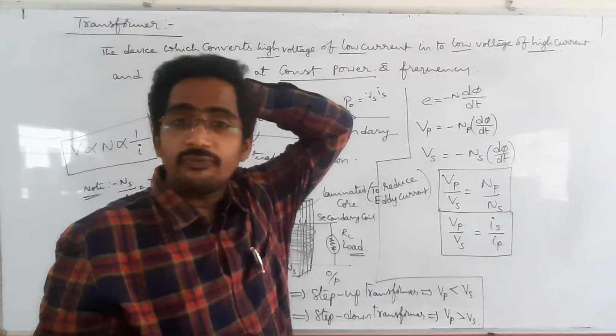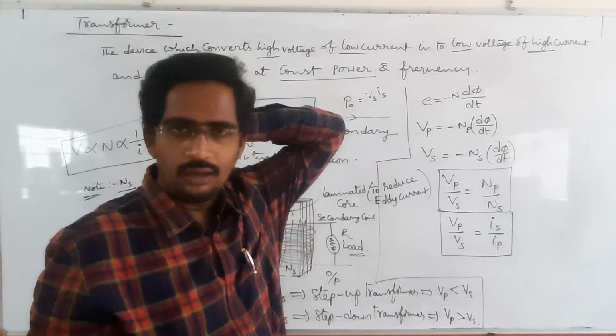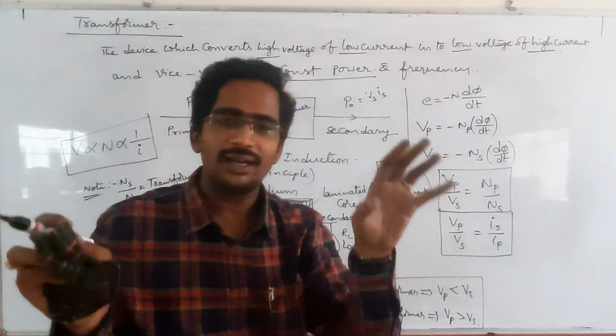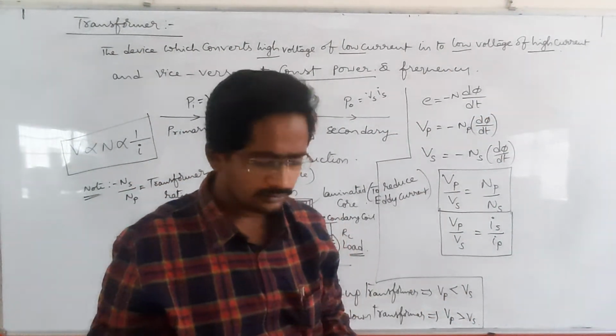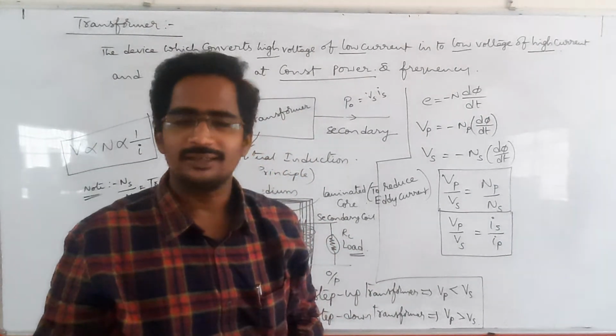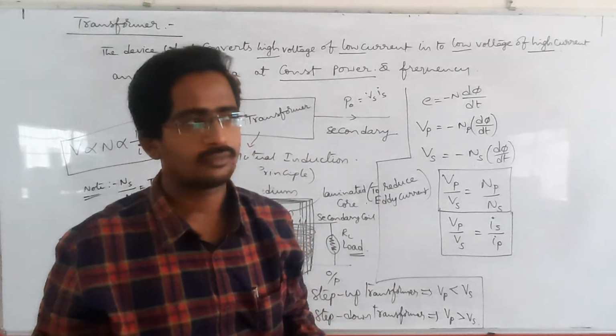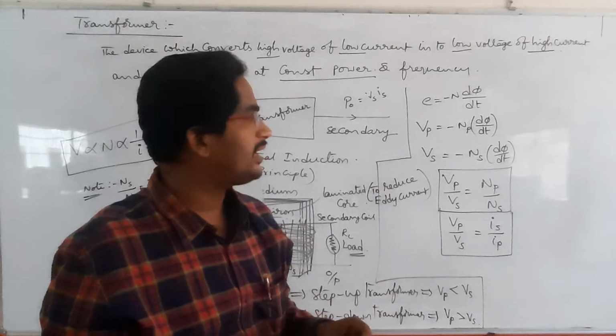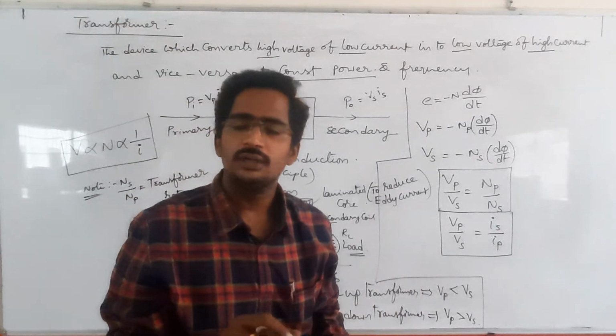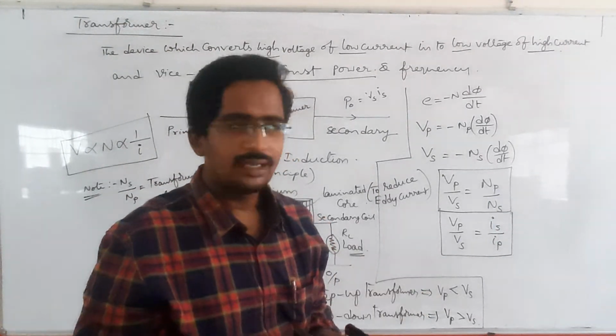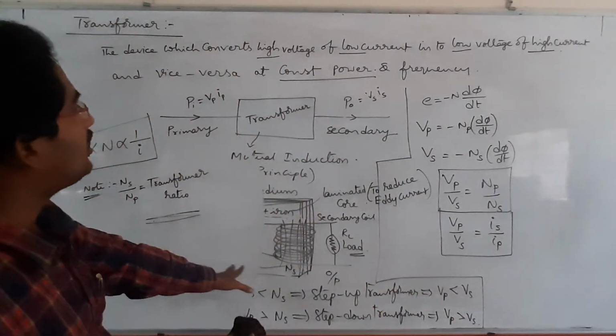And the efficiency formula which I revealed to you. For an ideal transformer only, efficiency is 100%. In reality, in real transformers, the efficiency value varies from 0.95 to 0.99. These are the points to be remembered regarding this transformer.